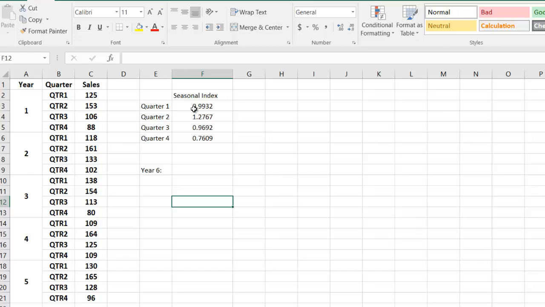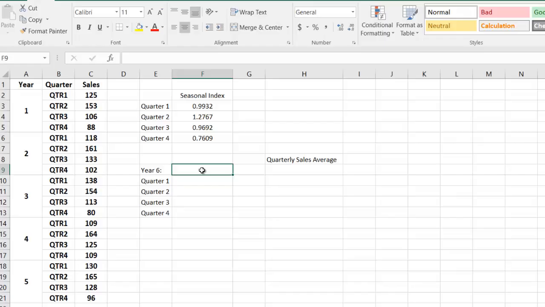So here are the seasonal indices of every quarter. The value of the indices implies that for quarter 1, it's around 99% of the average quarterly forecast. On quarter 2, it is around 128% of the average quarterly forecast. Quarter 3 is around 97% of the average forecast. And quarter 4 is around 76% of the average quarterly forecast. And now we are ready to make a forecast for year 6.